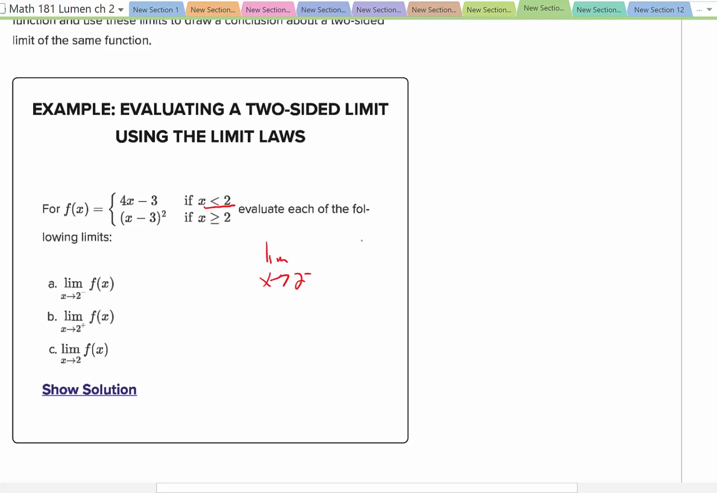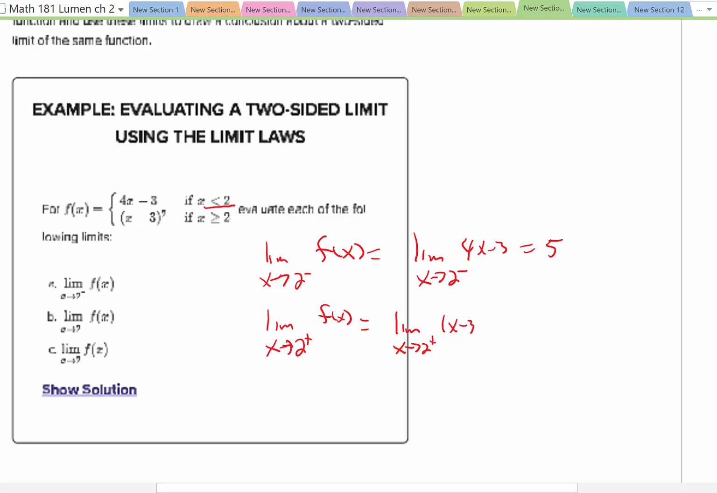From the left, the limit of f of x as x approaches 2 from the left is the limit of what's on the left side of the 2, which is going to be 4x minus 3. So 4 times 2 is 8. 8 minus 3 is 5. Now from the right, the limit as x approaches 2 from the right of f of x is going to be the limit as x approaches 2 from the right of the one that's on the right side, which is going to be x minus 3 squared.